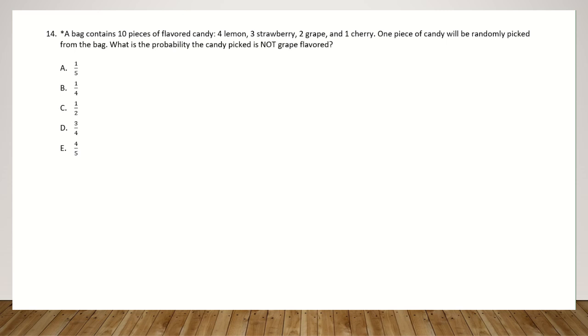And that's 1 minute. Hopefully you were able to answer that the answer is E, 4/5. So let's look at this. If you're doing not grape flavored, that means it's everything but grape, right? That means you have lemon, strawberry, and cherry out of the total, which is 10 pieces of candy. So 4 plus 3 plus 1 is 8. And 8 out of 10, the fraction can be reduced to 4/5. They're both divisible by 2.